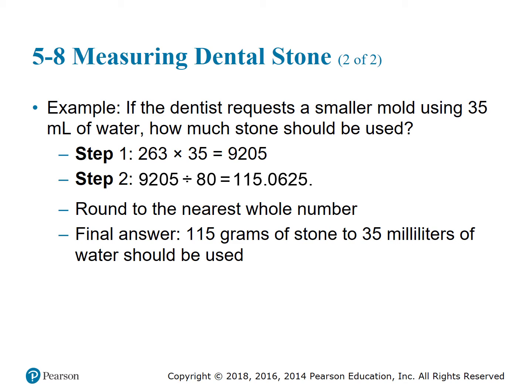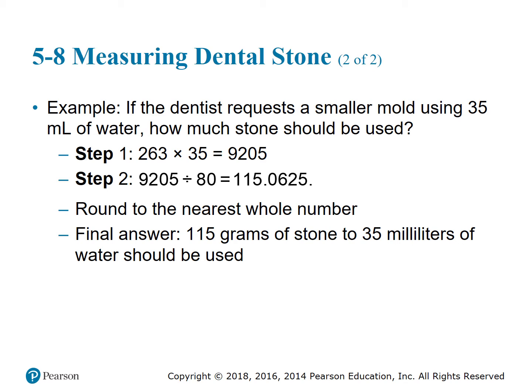So really what we have is 9,205 divided by our 80, right? Because we have to get x by itself. And so we would divide both sides by 80. And that gives us 115.0625 what? Grams of stone that we need to use, right?